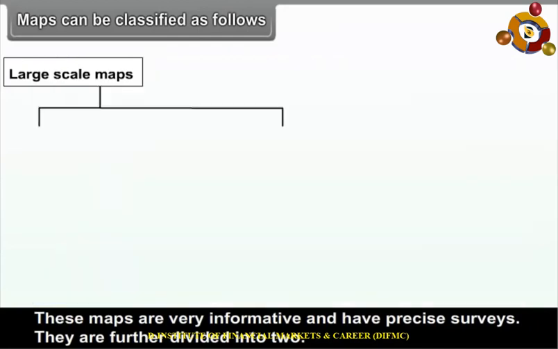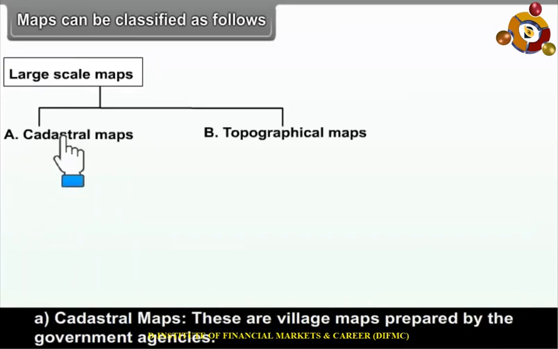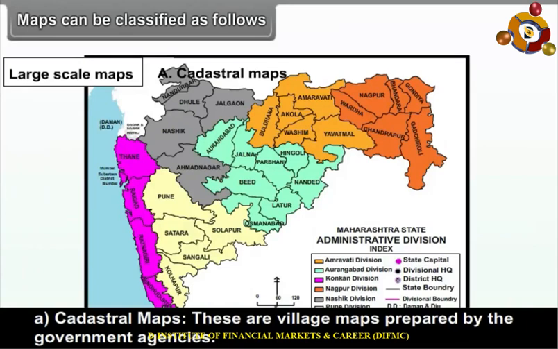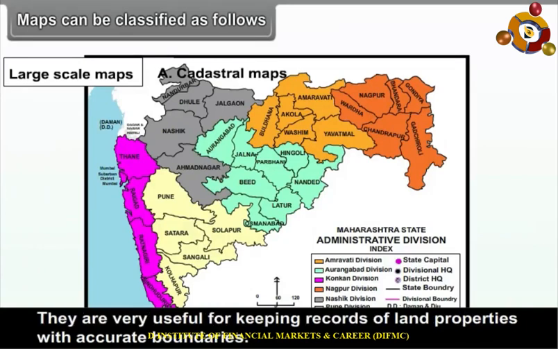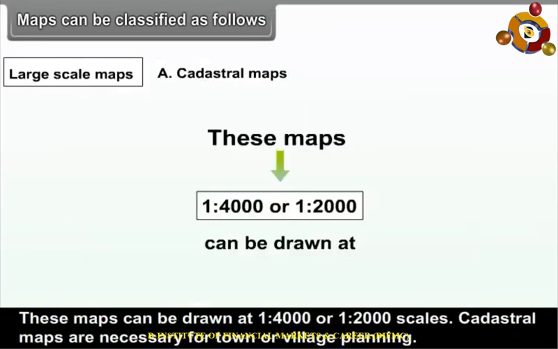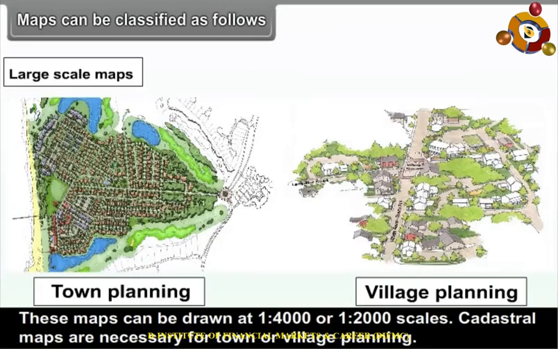They are further divided into two. A. Cadastral maps. These are village maps prepared by the government agencies. They are very useful for keeping records of land properties with accurate boundaries. These maps can be drawn at 1:4000 or 1:2000 scales. Cadastral maps are necessary for town or village planning.